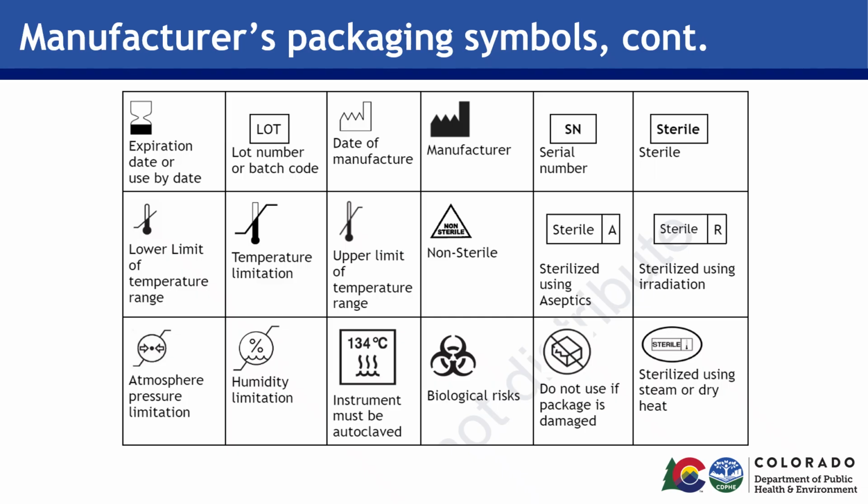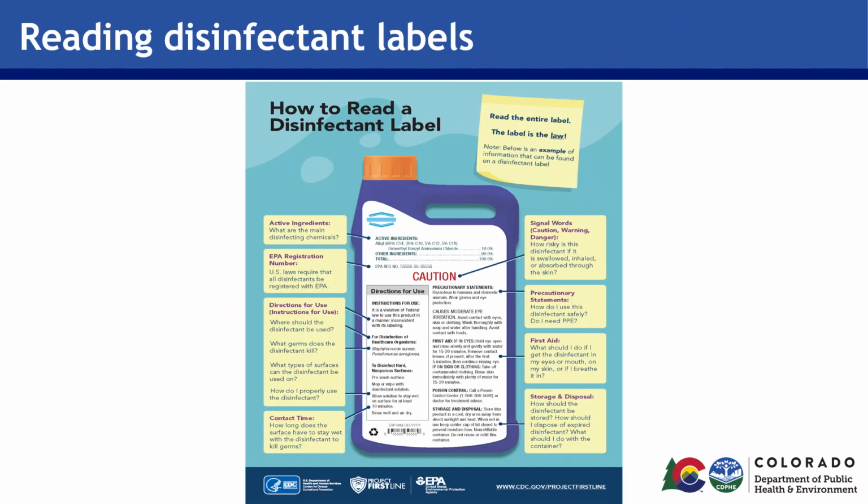Next, we'll take a look at the disinfectant label. Reading disinfectant labels. If we take a closer look at this specific disinfectant label, it breaks down different control measures to make sure that you are following all directions for use. This one specifically makes sure that you know where this product may be used, what pathogens it's effective against, surfaces it can be used on, and generally how to use the disinfectant appropriately.